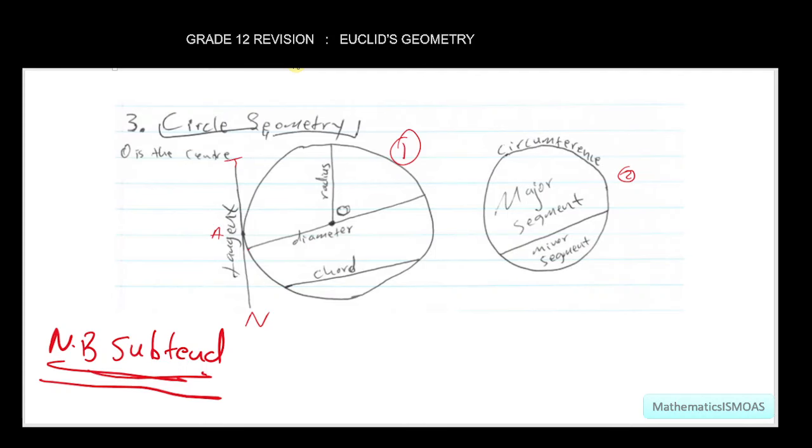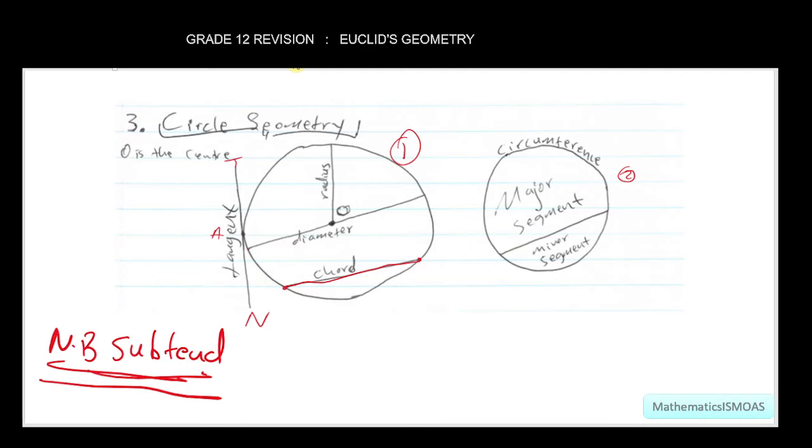A chord is a line that is drawn from one point on the circumference of the circle to another point on the circumference of the circle. Here is our chord. A line drawn from the circumference of the circle to the circumference of the circle.